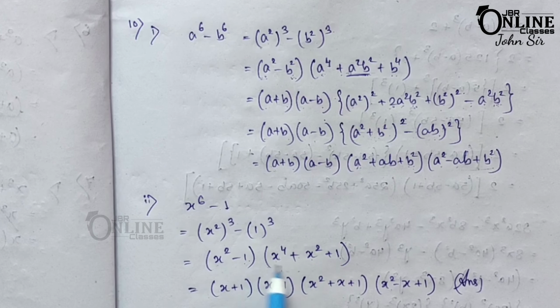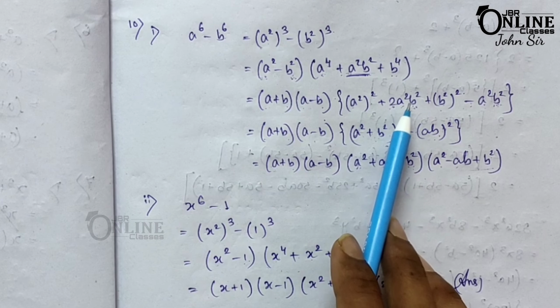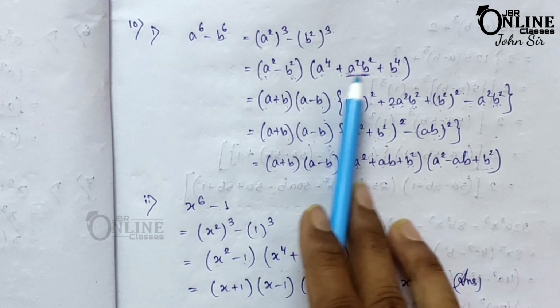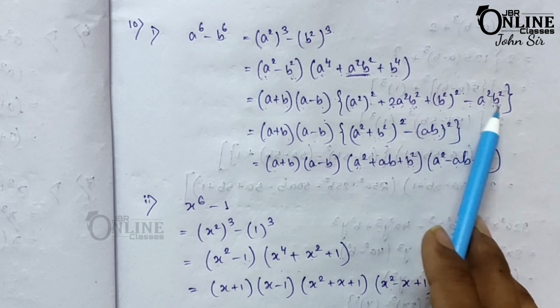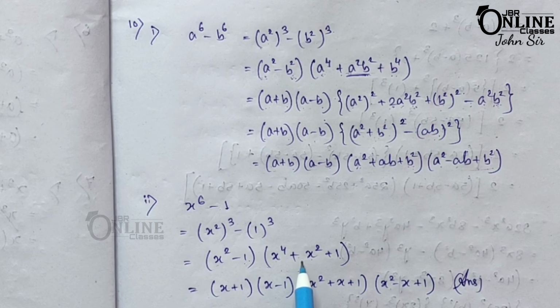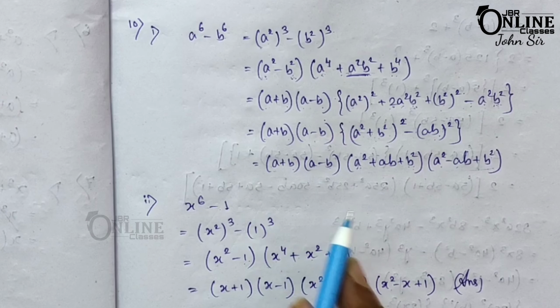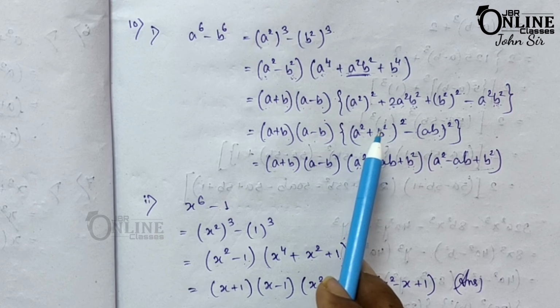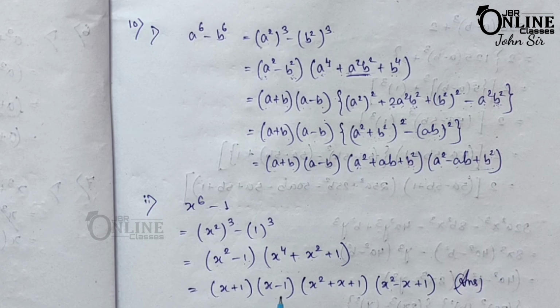So here also you can apply the same method as I applied here, as a square b square becomes 2a square b square minus a square b square. So you can also write down here 2x square minus x square, and then you will get this answer. Okay, with the help of the method of the previous one. So just try it, I hope you can do it.